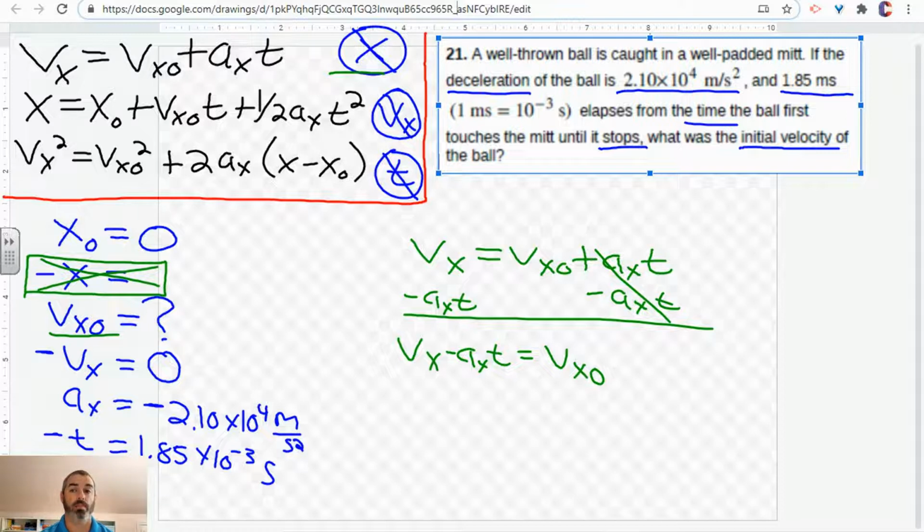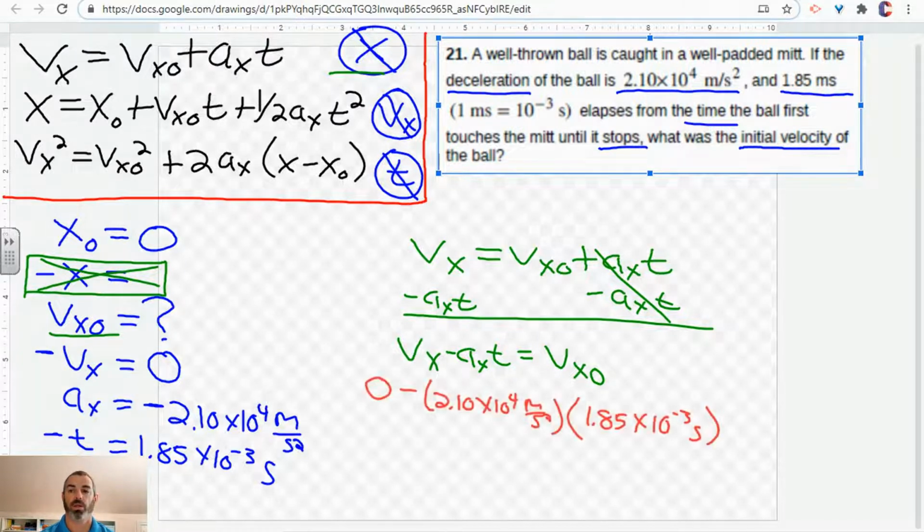Now we're going to plug our numbers in at this point. We check some units here, and we see that the seconds cancel out, leaving us with meters per second. And that is a unit for velocity, which is what we're finding. I forgot to make my acceleration negative, so we'll put the negative sign in there for the acceleration, negative 2.10 times 10 to the 4th meters per second squared. Now we just multiply those numbers together, take 0 minus the negative value, which is going to give us a positive velocity. And we find that that velocity is 38.9 meters per second.